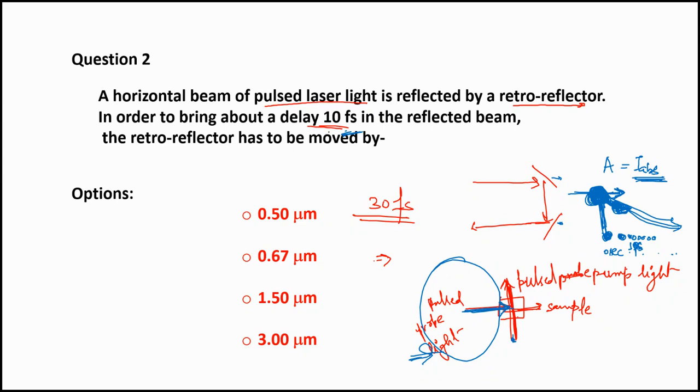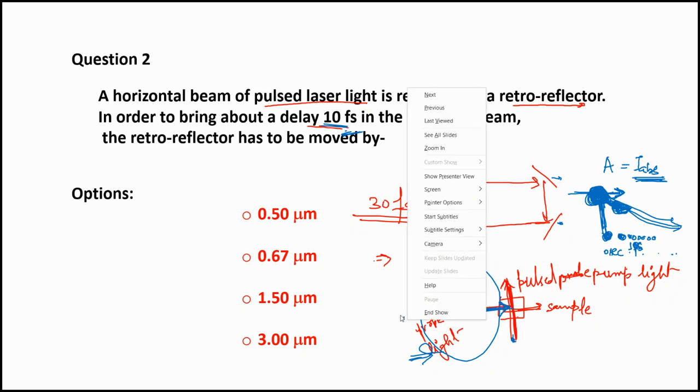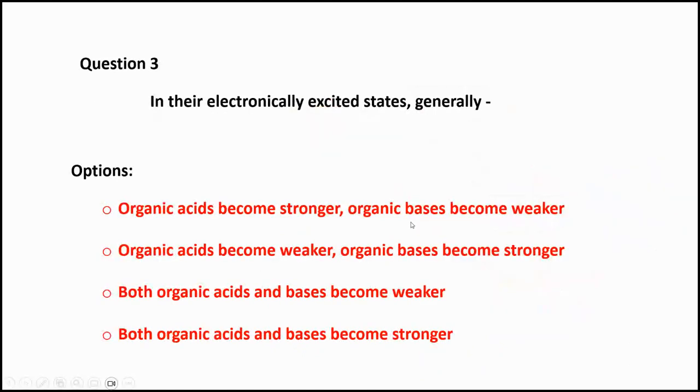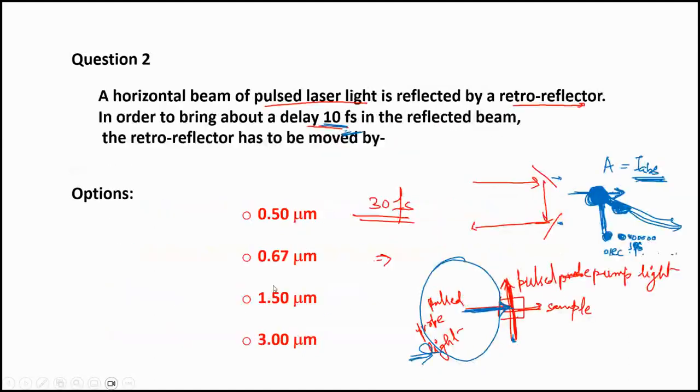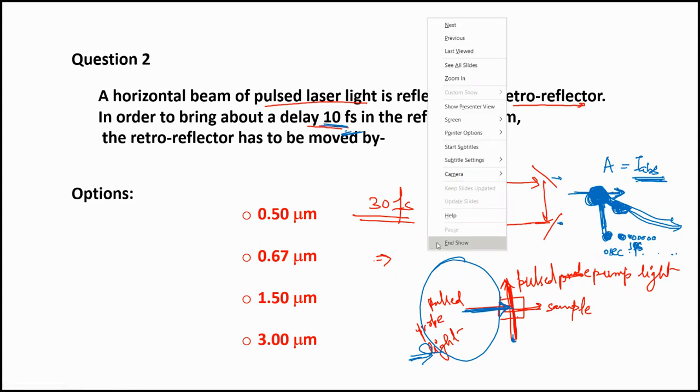First it was 10 femtosecond. Now I have given you the value of 30 femtosecond. Did you solve the question? Yeah, I solved it. The distance is coming as 9 micrometer. Okay, let me check if you have solved it correctly.